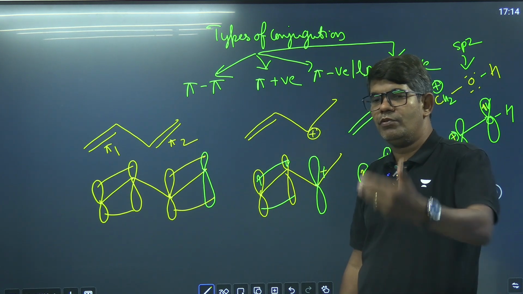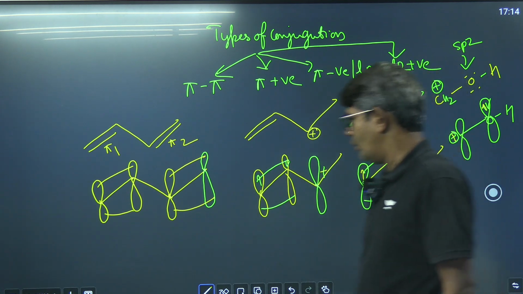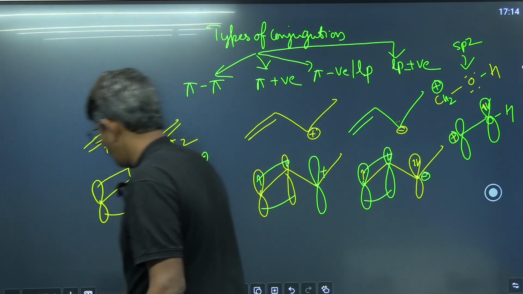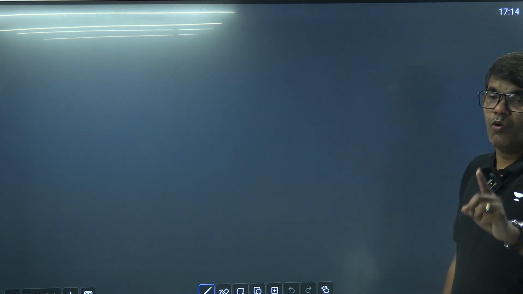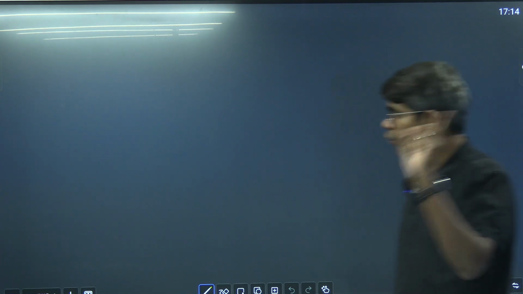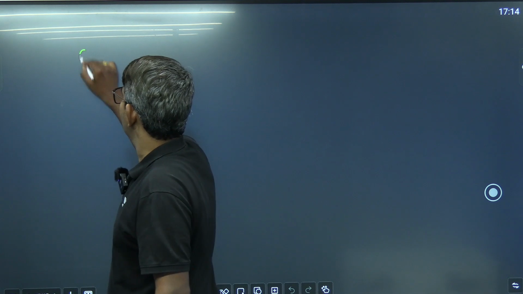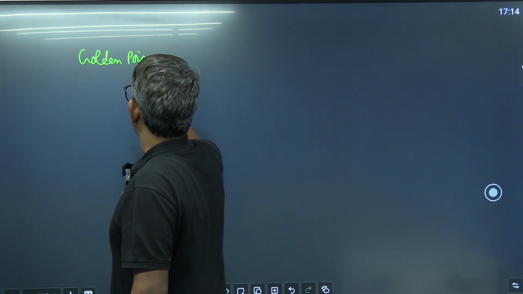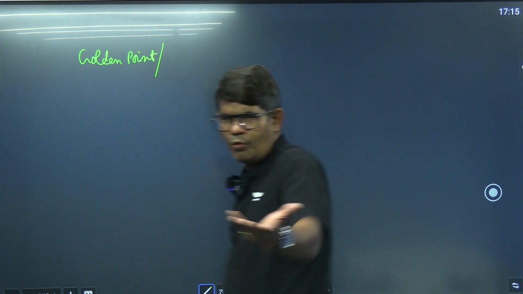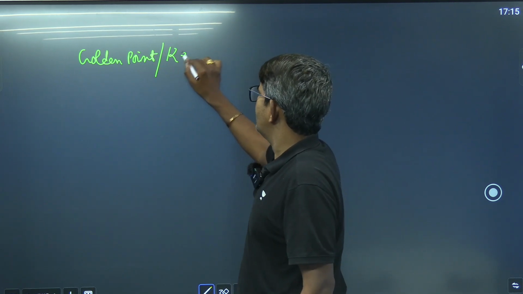So let me give you some more examples to understand the concept better. Before proceeding further, let me give you one more important golden point. Golden point is nothing but the key concept. That's it, guys.